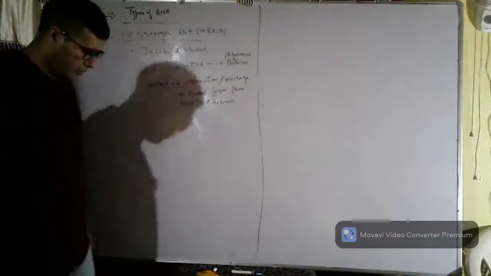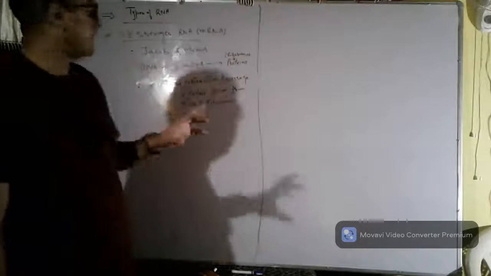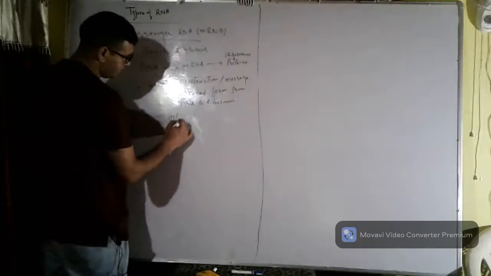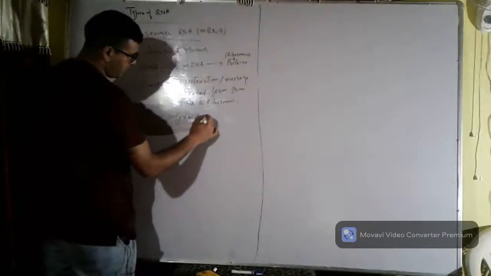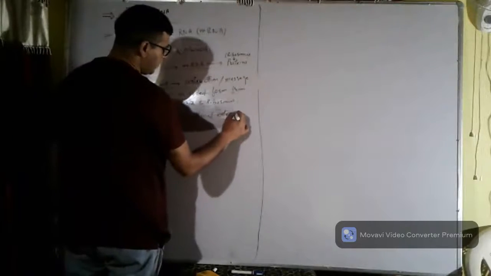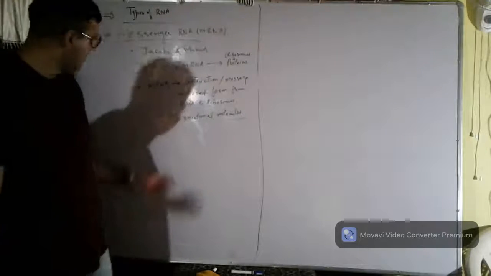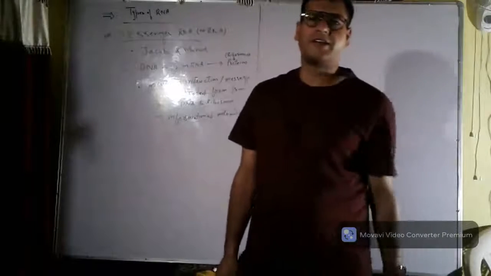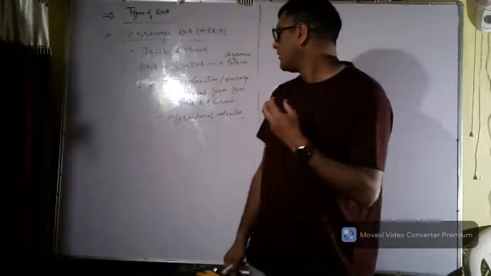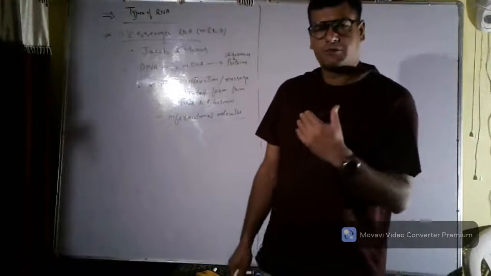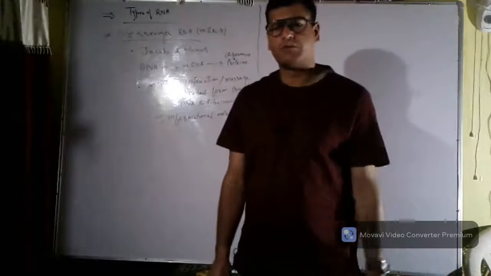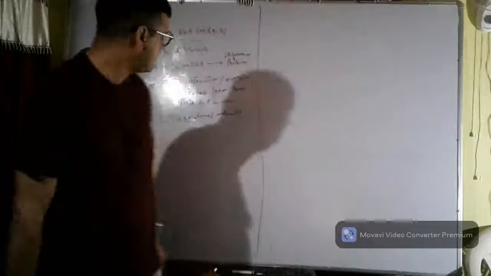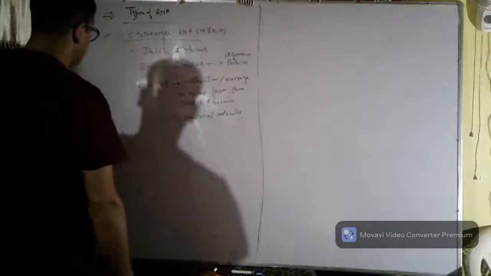Jacob and Monod for the first time said that these mRNAs are the informational molecules. As they carry the information, the message, the instructions in a coded form from the DNA to ribosomes for protein synthesis, these are called informational molecules.